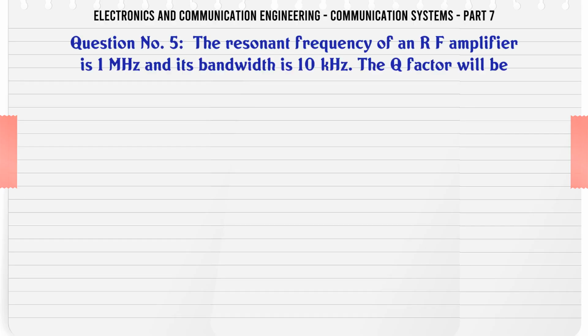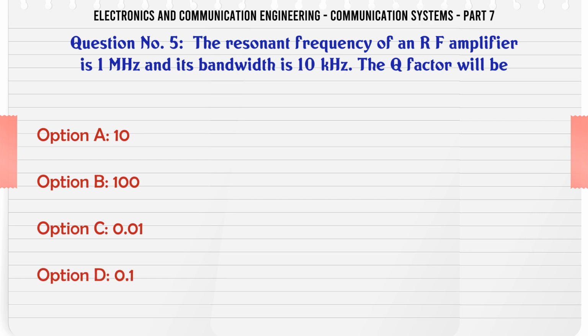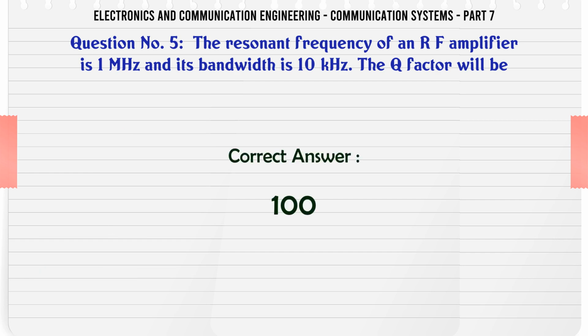The resonant frequency of an RF amplifier is 1 MHz and its bandwidth is 10 kHz. The Q factor will be A, 10, B, 100, C, 0.01, D, 0.1. The correct answer is 100.